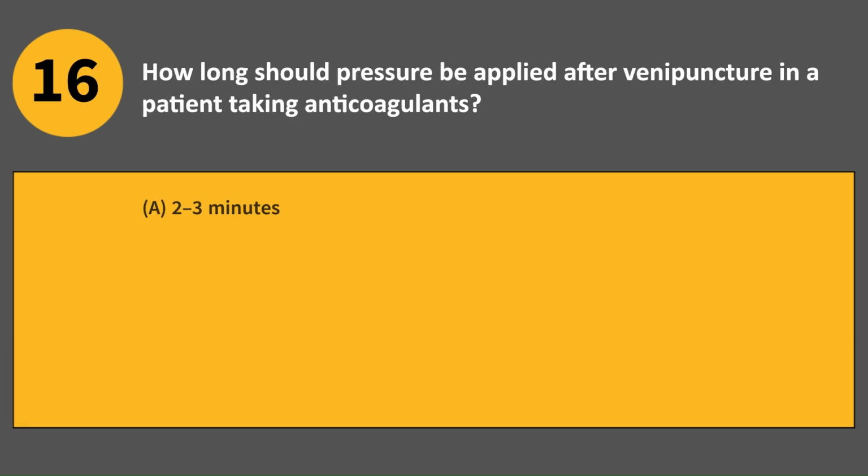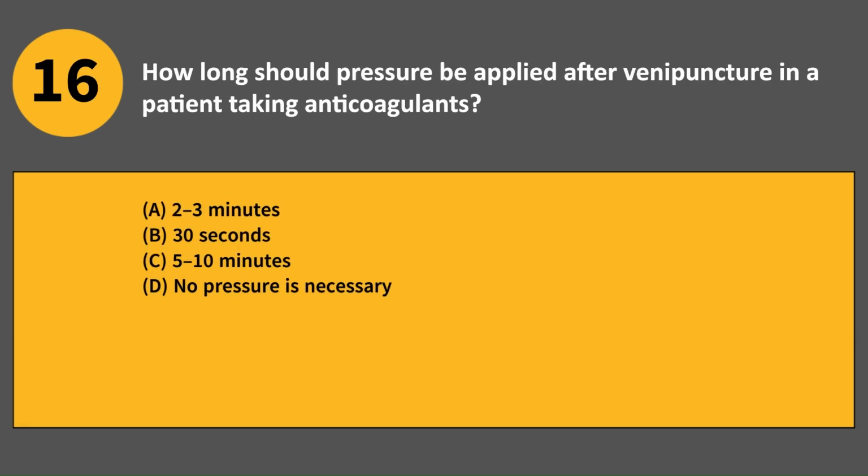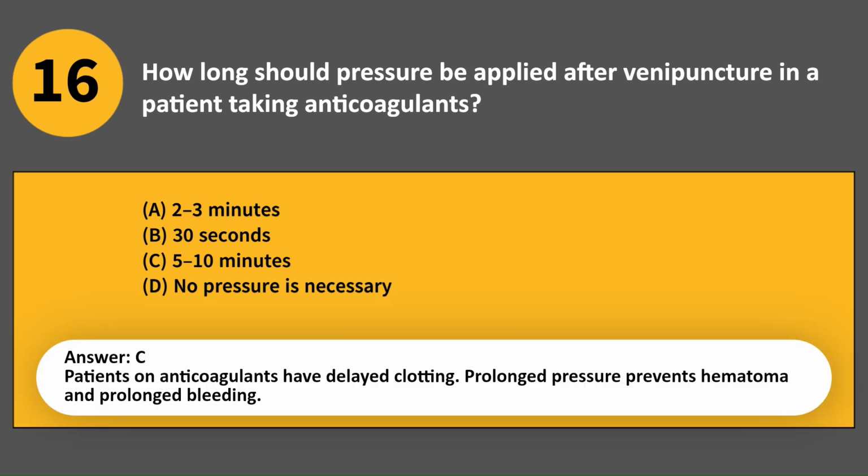How long should pressure be applied after venipuncture in a patient taking anticoagulants? A. 2 to 3 minutes. B. 30 seconds. C. 5 to 10 minutes. D. No pressure is necessary. Answer C. Patients on anticoagulants have delayed clotting. Prolonged pressure prevents hematoma and prolonged bleeding.